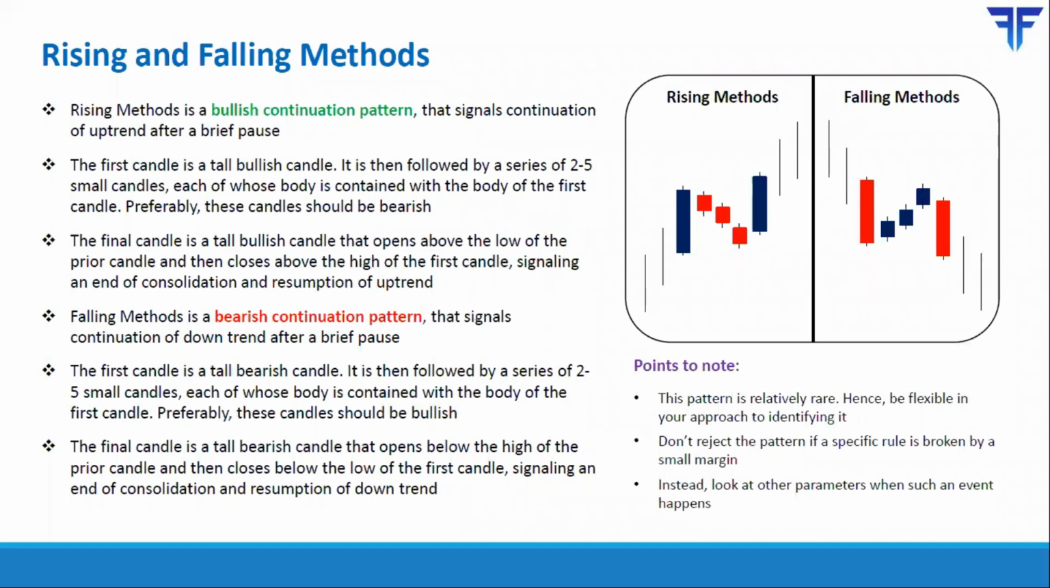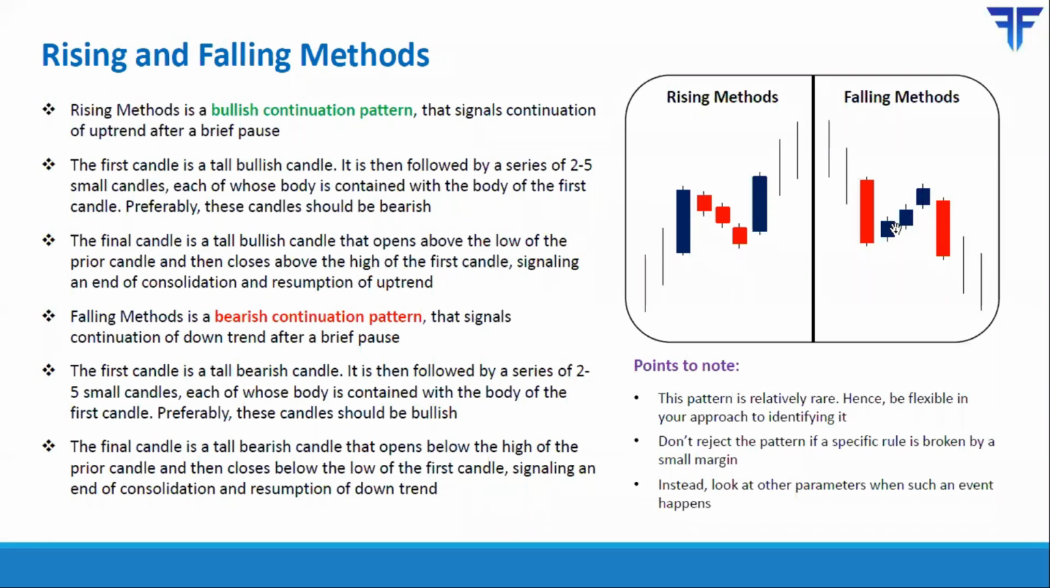Again, a few important things to note about this particular pattern is that it is relatively rare, so you need to be flexible in your approach again. Now, the color of these consolidation candles is not important, but ideally, in case of rising methods, these consolidation candles should be preferably red, whereas in case of falling methods pattern, these consolidation candles should be preferably green or blue.